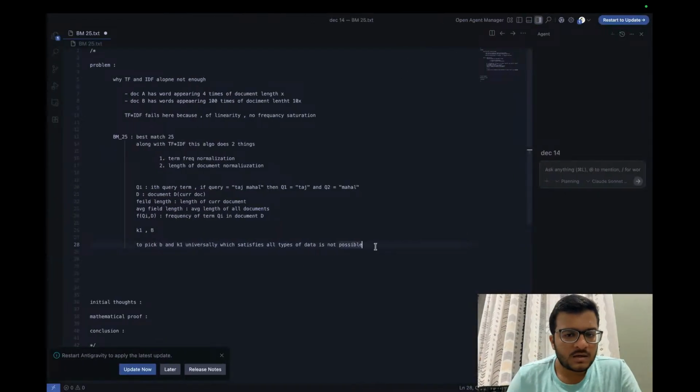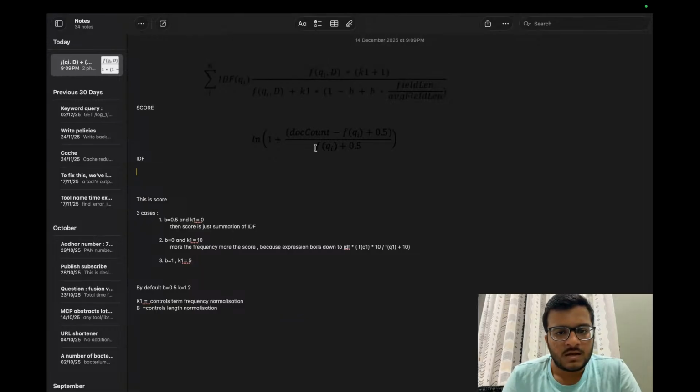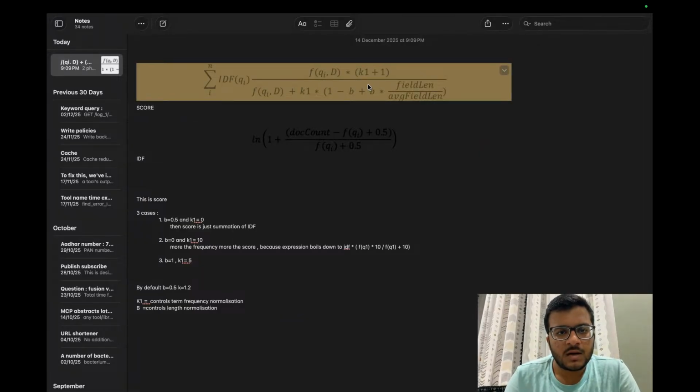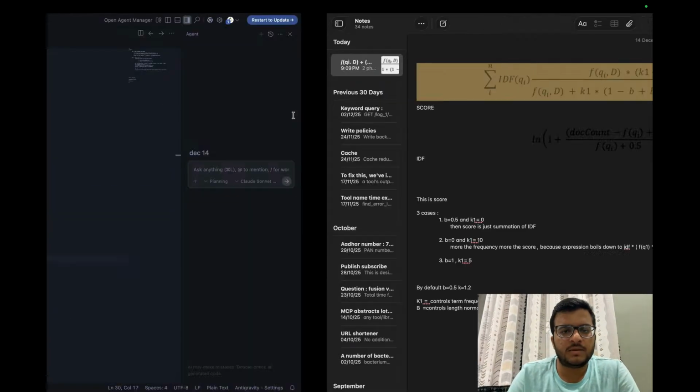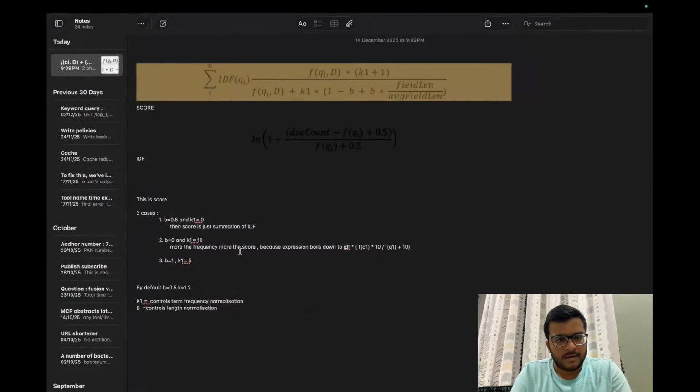Now let's see what actually matters. Why do B and K1 matter that much? Because depending on this multiplication, the score and your answer may vary, and the chunks that you retrieve from Elastic might be different. So we'll see three cases that they have mentioned in their official blog.